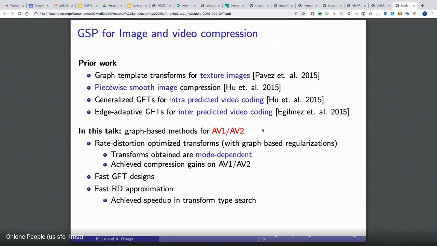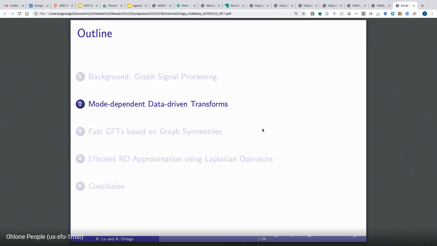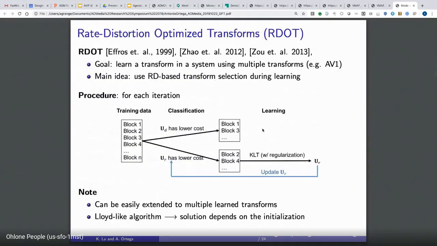In this case, just the transform, not the whole pipeline of the codec, just the transform. Then we'll talk about what in a graph makes the corresponding transform fast. And then we will talk about how the graph representation of a transform helps us make better and faster decisions in RD optimization. Okay, so again, three familiar topics, but the graph perspective gives us a slightly different view of the problem. Okay, so we start with mode-dependent data-driven transforms.